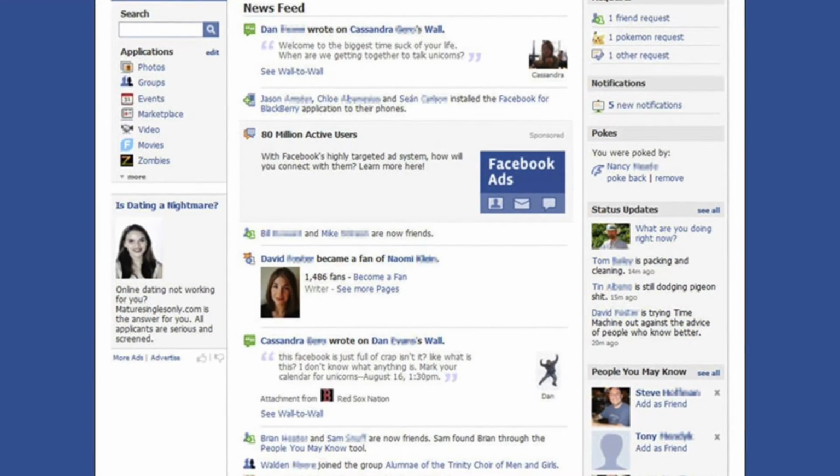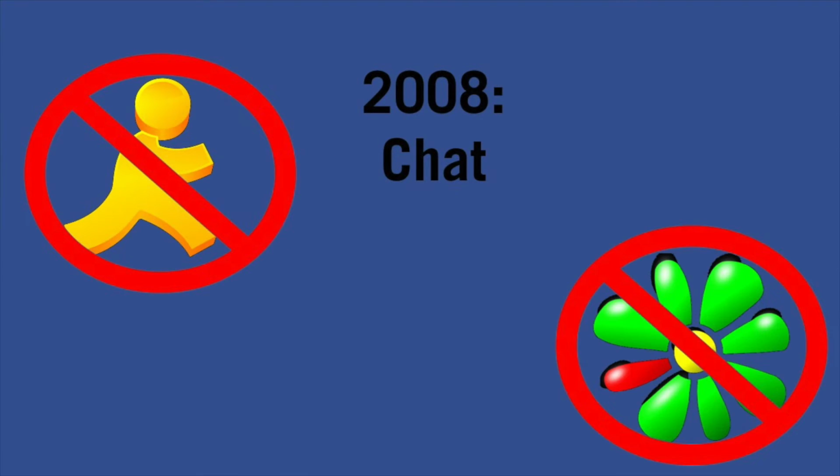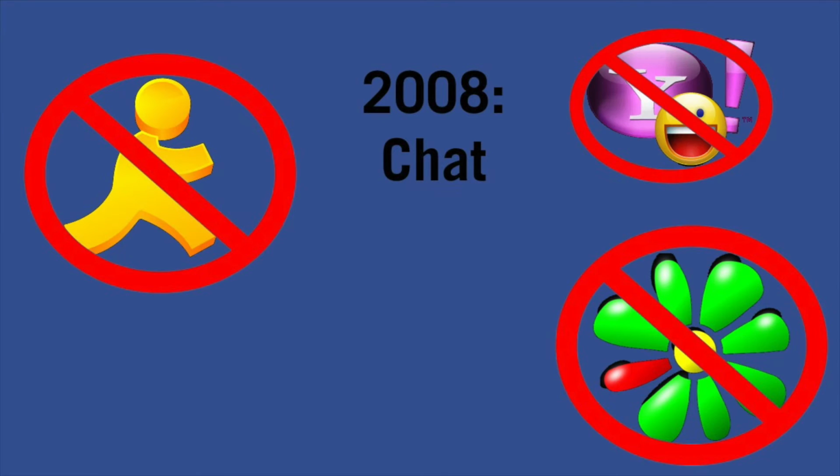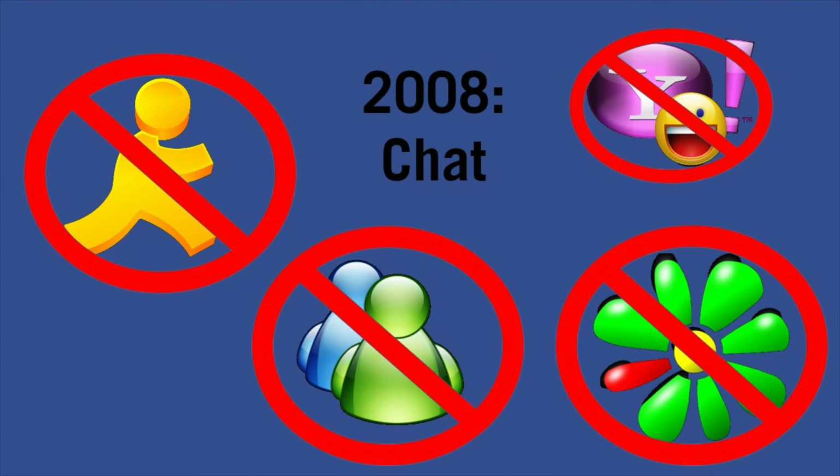Now let's talk about that chat feature since we're on it. In 2008, Facebook launched their version of a chat system, which has since obliterated services like AOL Instant Messenger, ICQ, Yahoo Messenger, and MSN Messenger, of which I used all of the above. When chat debuted, people questioned why.